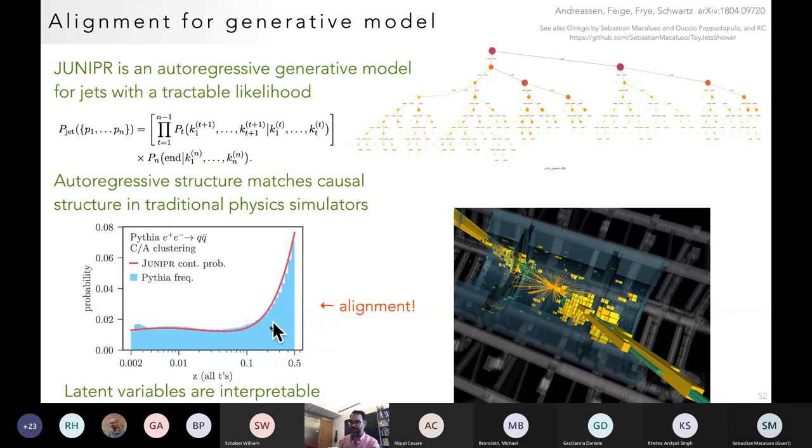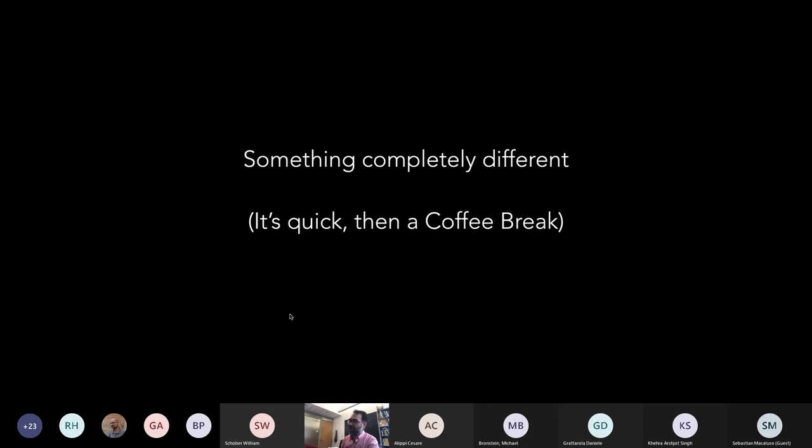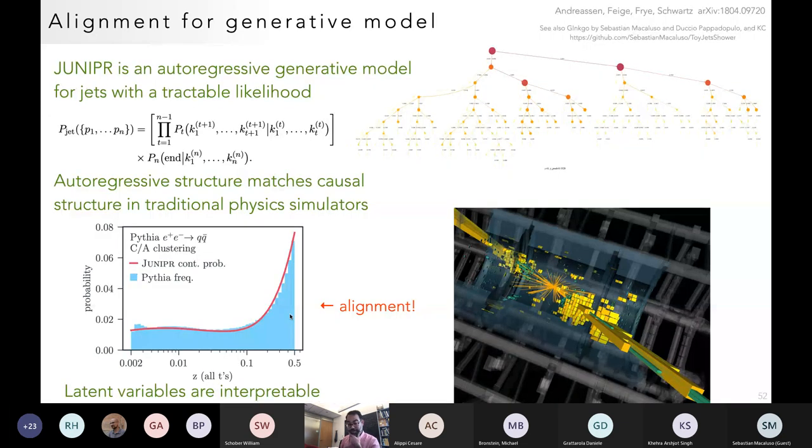The blue histogram here is the distribution of some latent variable in the actual physics simulator. And the red is what this neural network based generative model that has this algorithmic inductive bias learned, and you see that they align very well. And so to me, this is pretty cool stuff. And that was what I wanted to get to mainly in this first part.